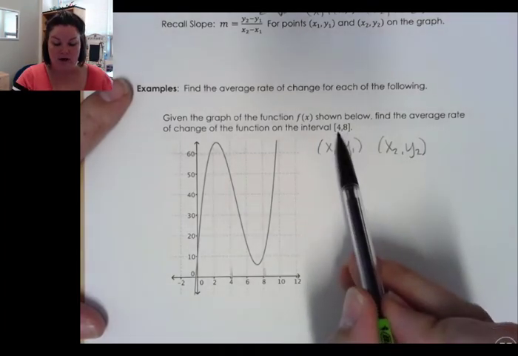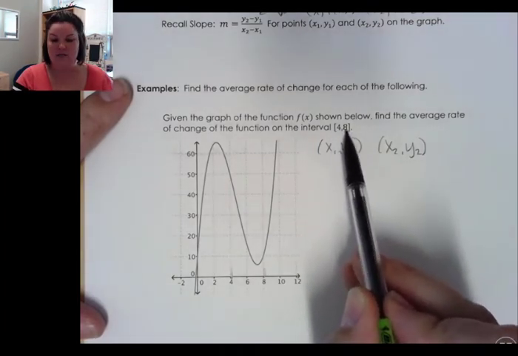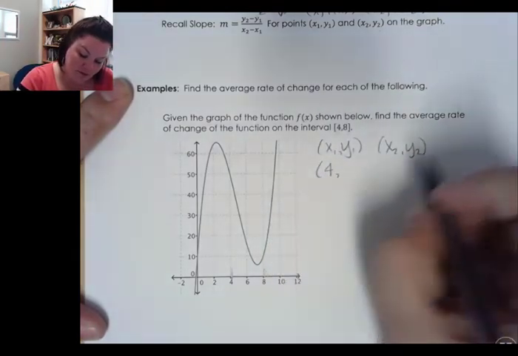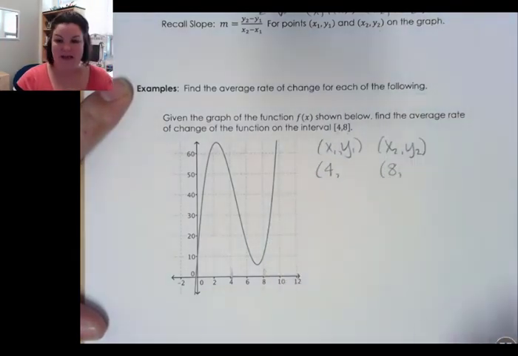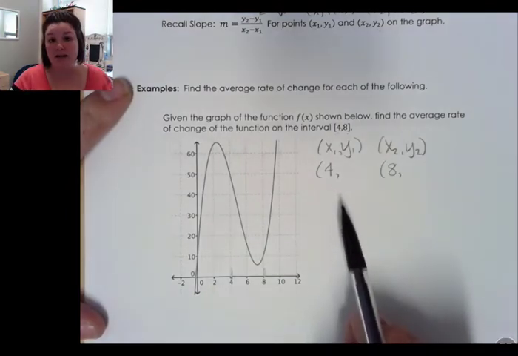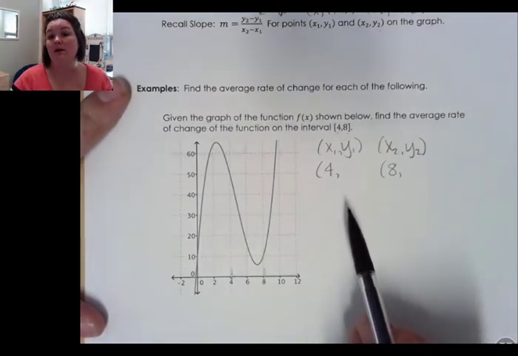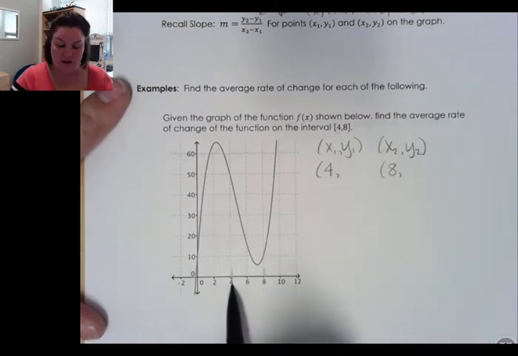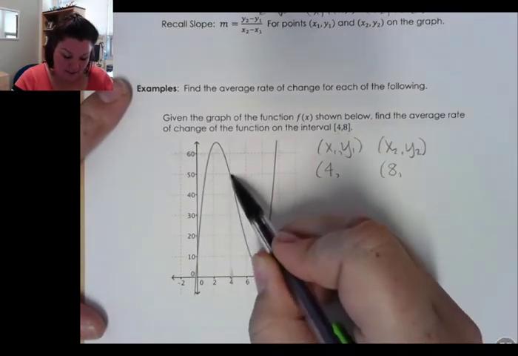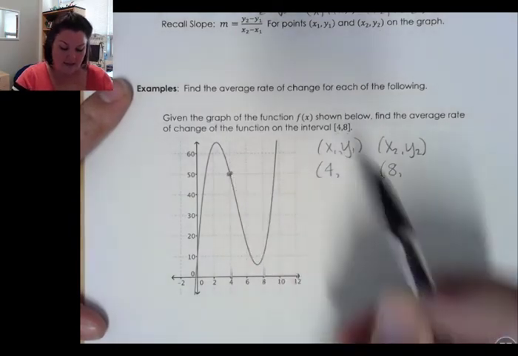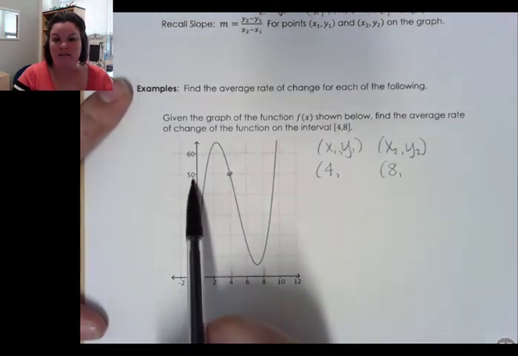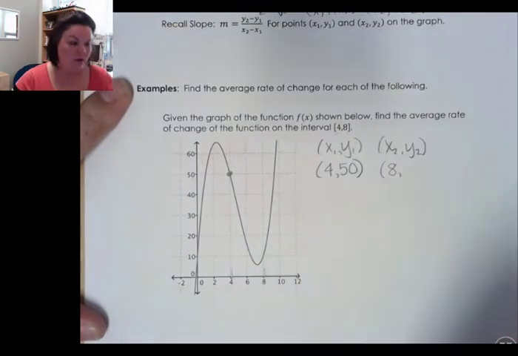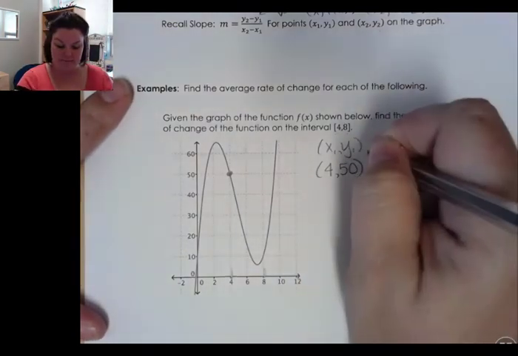I want an x1, y1 point and an x2, y2 point that I can use to calculate the slope. And we know we're looking at our x's from 4 to 8, so those are the 2 x values I want to use. I want to use the x value 4 and the x value 8. So I just need to find their corresponding f of x values or their corresponding y values, okay? So when I go to where x is 4, which is here, if I trace it up until I hit my graph, that's going to hit at the y value or the f of x value 50. So this point would be 4, 50, okay?